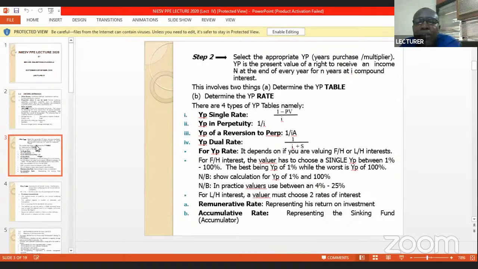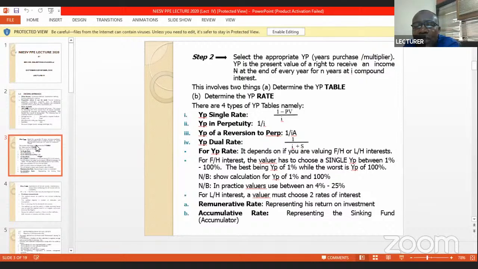So, the second step in the investment method of valuation is to pick the appropriate YP. For you to be able to choose the appropriate YP, two things are involved. You must be sure of which YP table we are talking about. You should also be sure of the YP rate that you are interested in. The YP table, the YP rate.